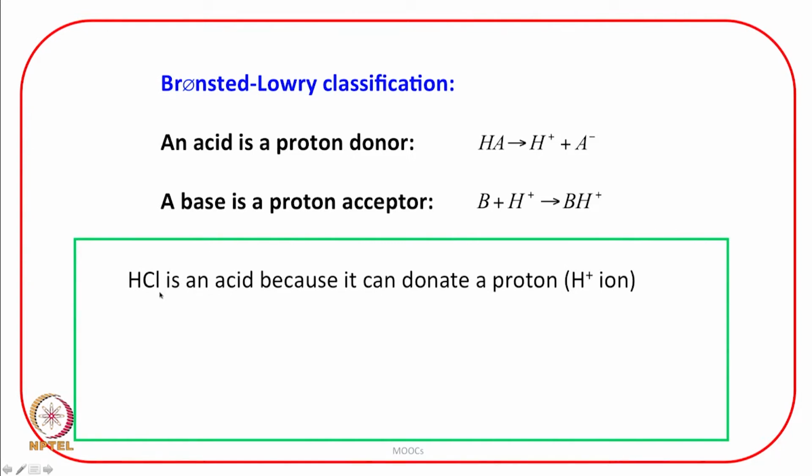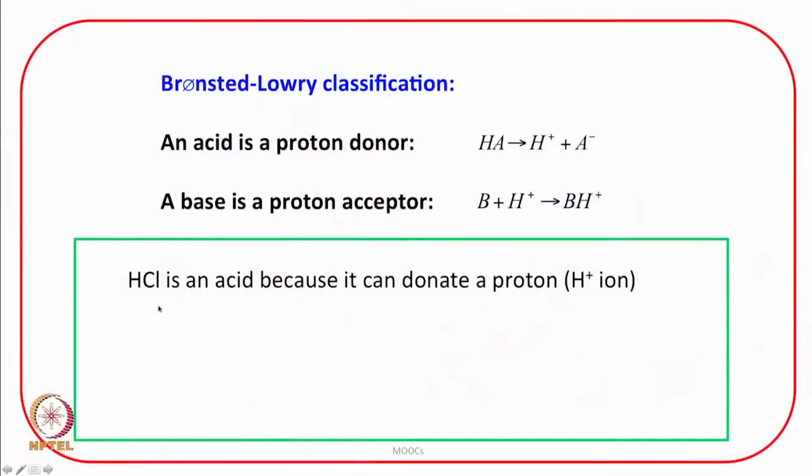Let us discuss a little more about this. HCl, according to this classification, is an acid because it can donate a proton, that is hydrogen ion. We know that when HCl is dissolved in water, it dissociates into H ions and chloride ions. So, therefore, HCl is capable of donating a proton to another molecule. And that is why HCl is an acid because it can donate a proton; H ion is called a proton.